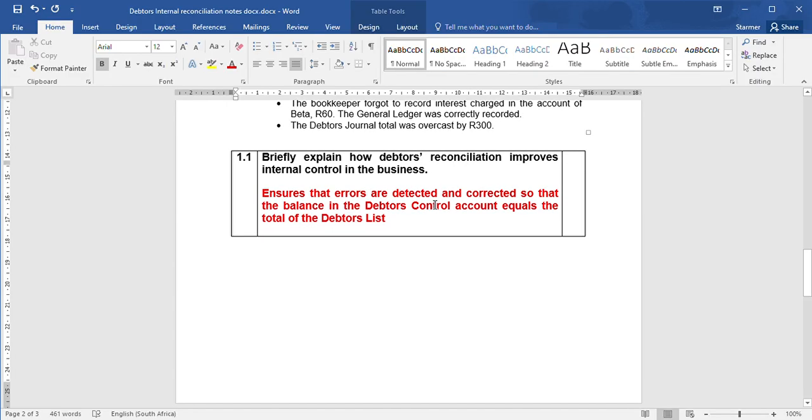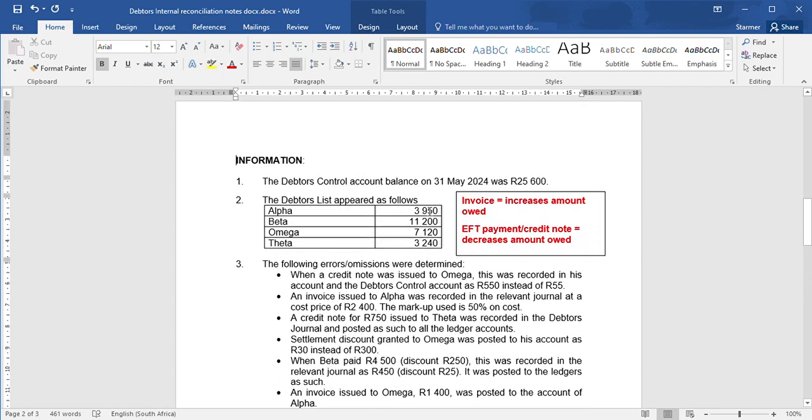Alright, let's look at the next thing now, which is where we are given a question to do. Before I actually start going through this, I just want to remind you of a couple of things. If you issue an invoice, it means you've sold on credit, and that's going to increase the amount owed by debtors. Whereas if debtors make an EFT payment or you issue them a credit note when they return stuff, that's going to decrease the amount owed. That's quite important when you're reading through this information, as you'll see as I go further.